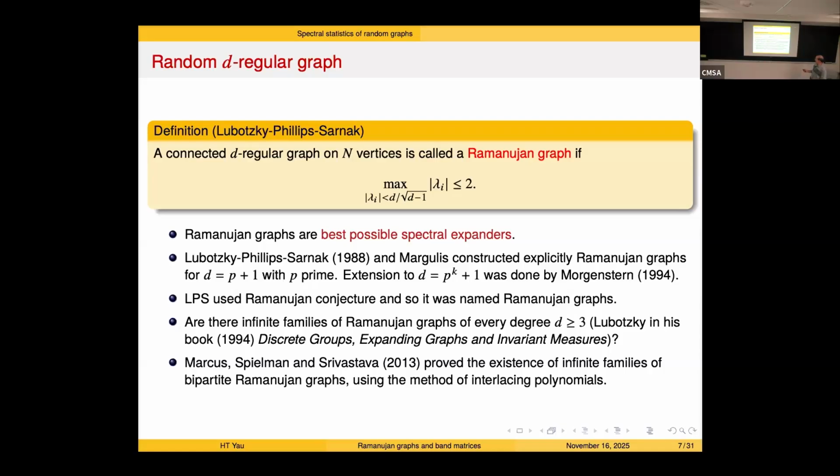They proved that there exists an infinite family of bipartite Ramanujan graphs using the method of interlacing polynomials. So this was in 2013. There was this work using the interlacing polynomial idea to prove the existence of an infinite family of bipartite ones. But on the other hand, if you take out this bipartite condition, then you still don't know.